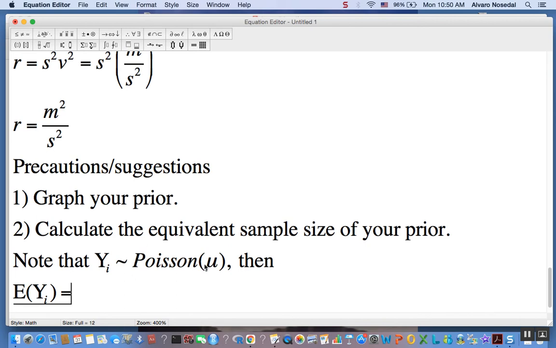Mu. And a nice feature of Poisson is that the variance of a Poisson is the same as its mean. Okay? Mu as well.